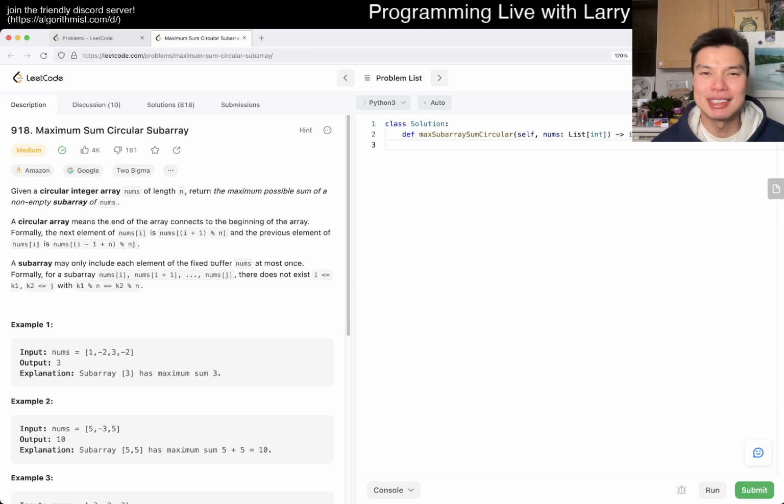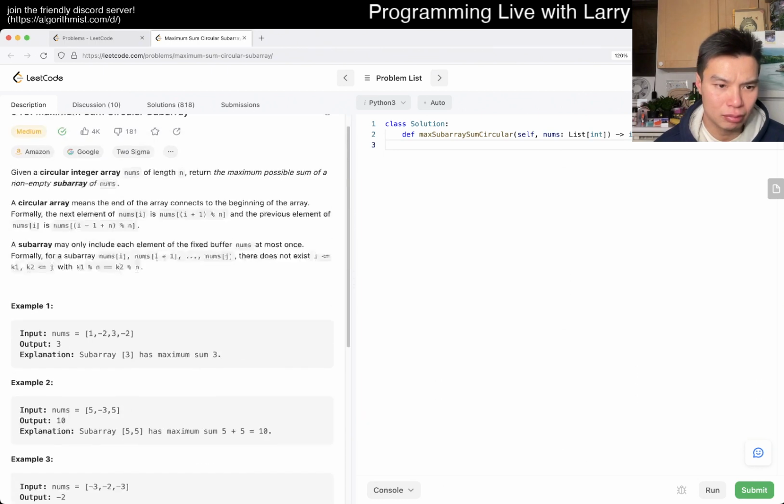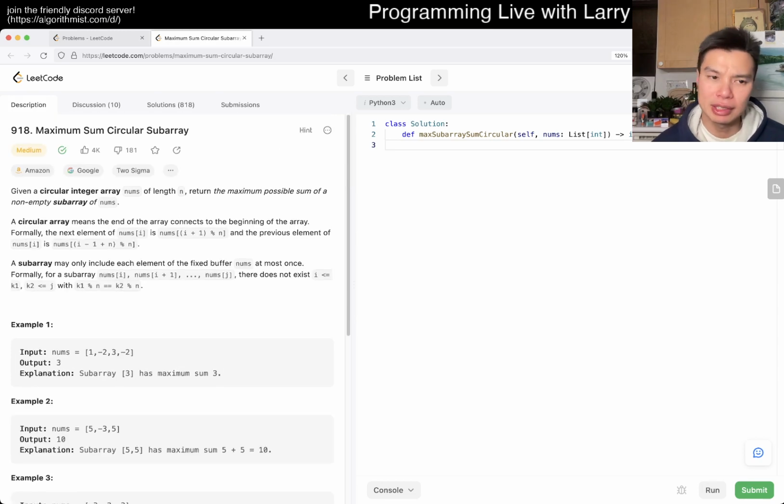But yeah, today's problem is 918, Maximum Sum Circular Subarray. So given a circular integer array nums, return the maximum possible sum of a non-empty subarray of nums. I feel like we did this problem very recently. I mean, I know that probabilistically it's probably not the same problem, but they're very similar problems.